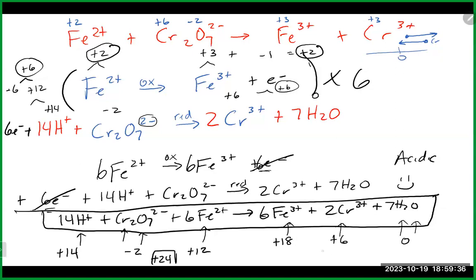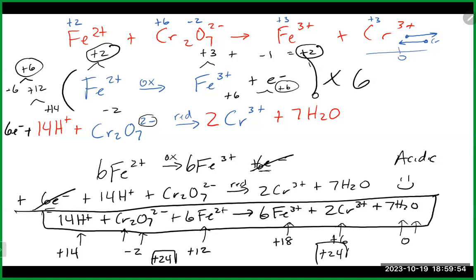I hope that's plus 24. No, that is. Look at that. So it is plus 24 on both sides, balanced overall charge, balanced the number of elements on both sides. This would be balanced in acidic conditions. Any questions on any of those steps there?